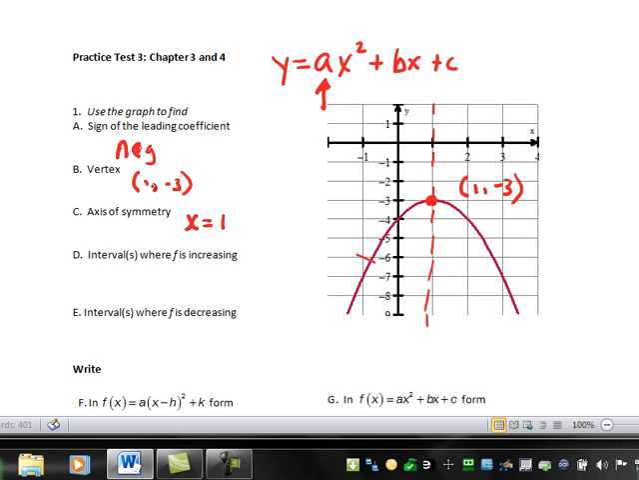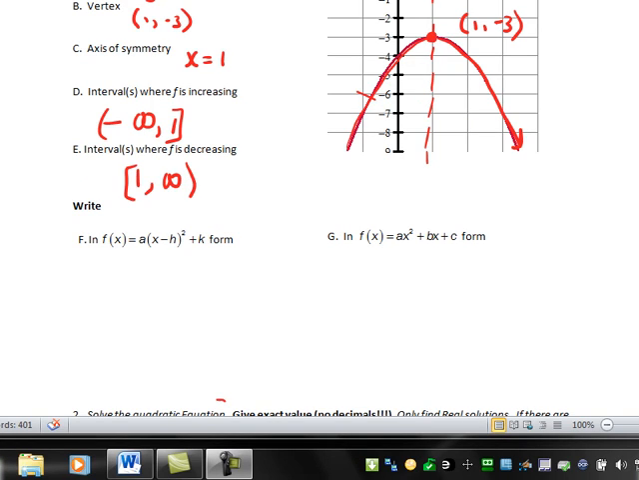Intervals where f is increasing. So here's our function. It's increasing, if we go left to right, all the way from negative infinity all the way up to 1. And it's decreasing from 1 to what? Careful here. 1 to infinity, not negative infinity, because we're looking at the x. All we care about is the x. As x goes to infinity, this thing's decreasing.